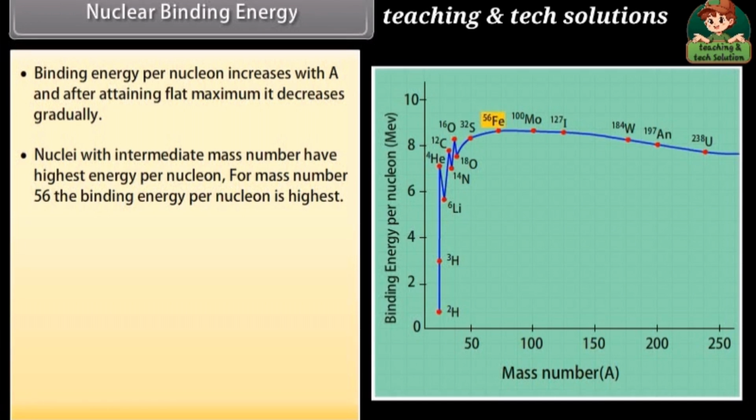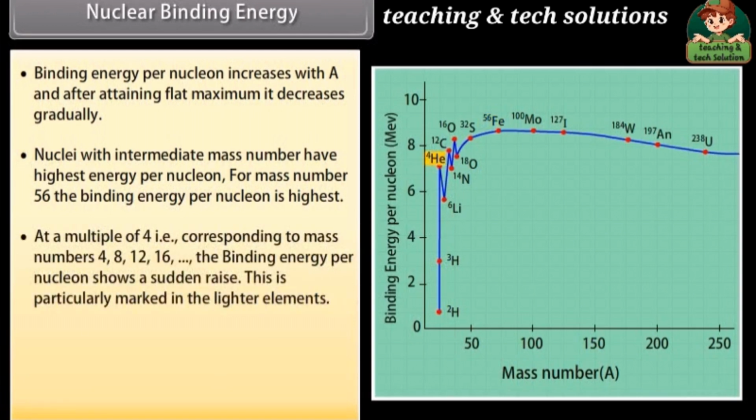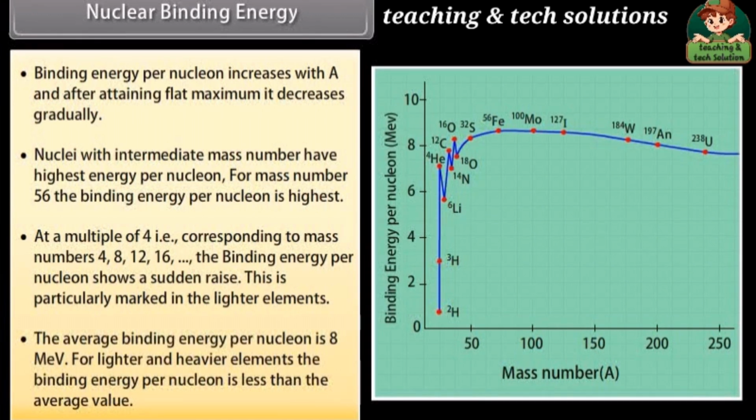For mass number 56, the binding energy per nucleon is highest. At multiples of 4, that is corresponding to mass numbers 4, 8, 12 and 16, the binding energy per nucleon shows a sudden rise. This is particularly marked in the lighter elements. The average binding energy per nucleon is 8 MeV. For lighter and heavier elements, the binding energy per nucleon is less than the average value.